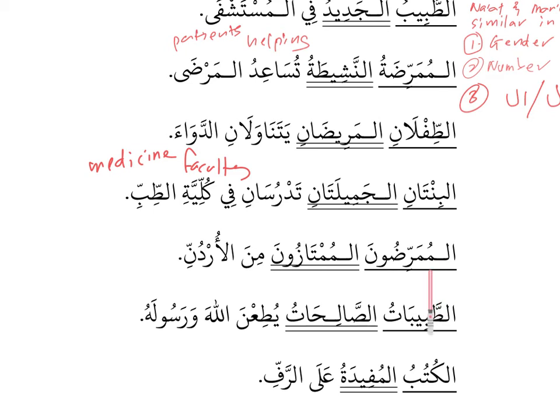Next sentence, al-mumarridun al-mumtazun. Mumtaz, excellent. Mumarrid, nurse, male nurse. So the excellent male nurses. You see, al-mumarrid with alif lam, al-mumtaz with alif lam as well. Min al-urdun, from this country called Urdun. Urdun is the Arabic word for Jordan. Al-Urdun. Al-mumarridun al-mumtazuna min al-Urdun. The excellent nurses, they are from Jordan.